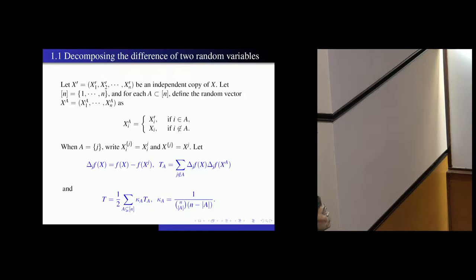So we introduce the difference operator: Δ_j f(X) means the difference f(X) minus f(X^j), where the first part is still the same. X^j means that the set A is just the single index j. So we call it the difference operator. Also we use the definition in Chatterjee's paper. So we introduce T_A, defined over all those possible j not belonging to A, and the difference Δ_j.